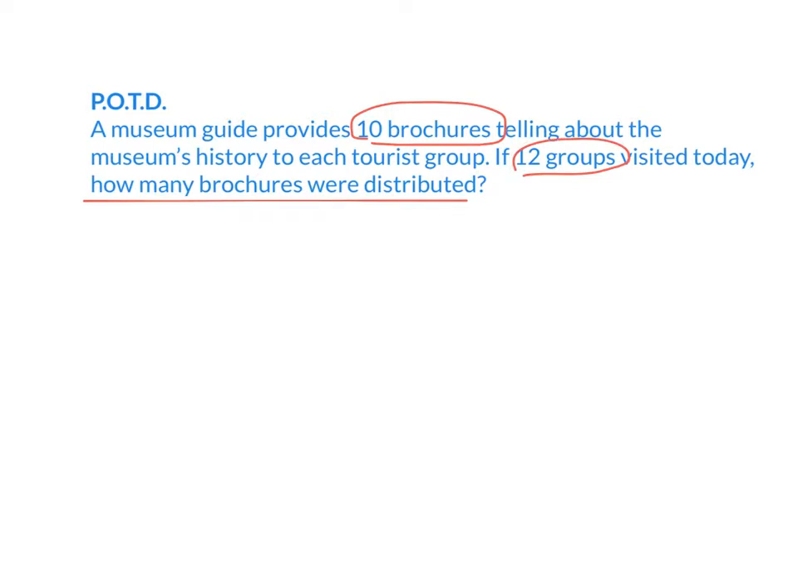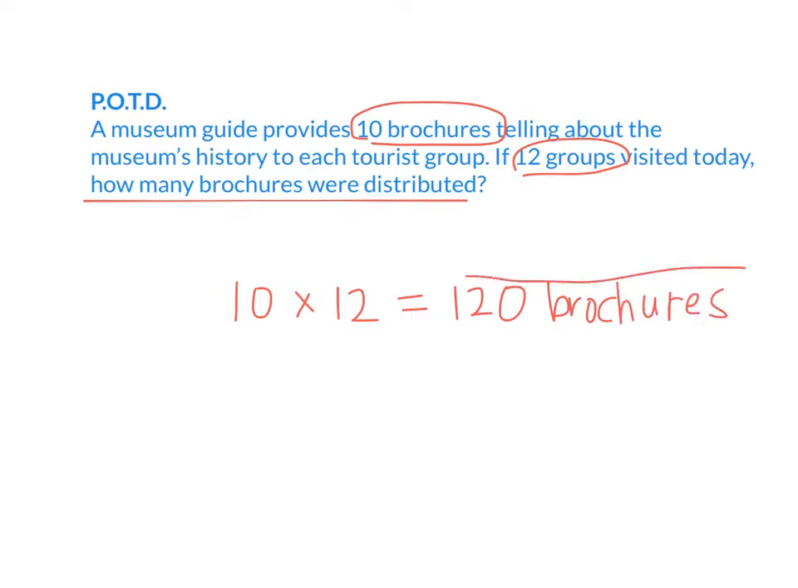So if only one group visited, how many brochures would we need? 10. If 2 groups visited, how many would we need? 20. 3 groups? 30. 4 groups? 40. 6 groups? 60. 12 groups? And so for step 3, you could show 10 times 12, because we need 12 groups of 10 brochures, is 120. Now, if you only wrote 120, Miss O would say, sorry, that's wrong, because is it 120 goldfish, 120 cupcakes, $120, 120 crumbs? It's 120 brochures. It's super important. And you're going to hear me say this all year long to label our answers so that we know what we're talking about. Okay? Very good.